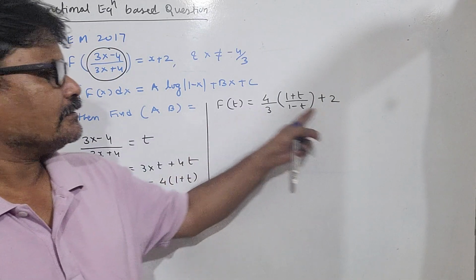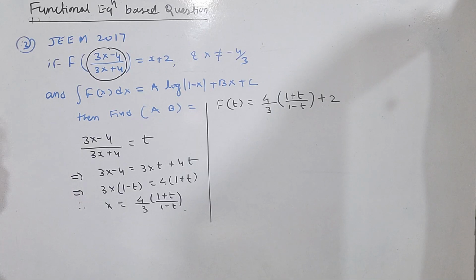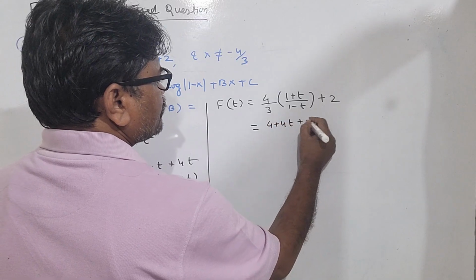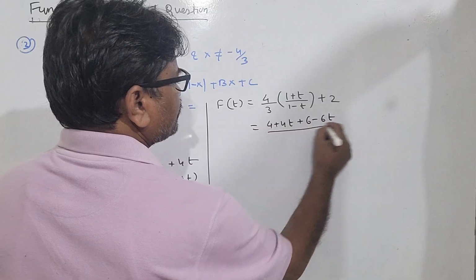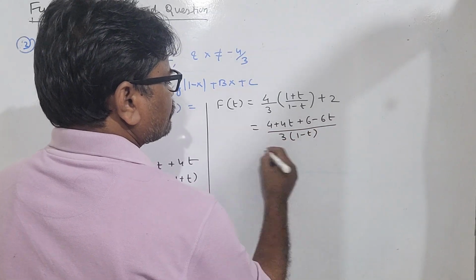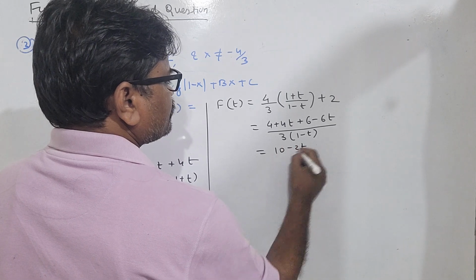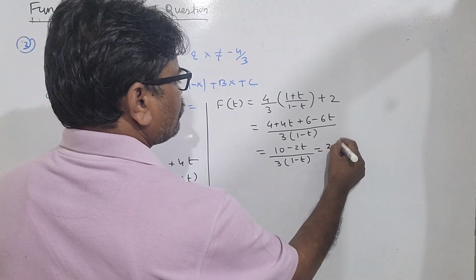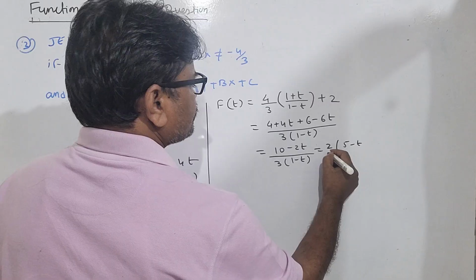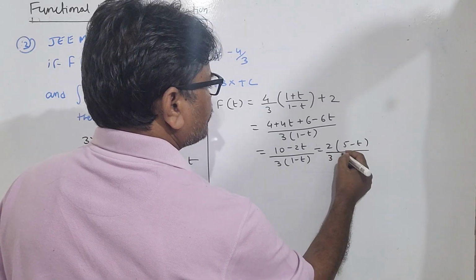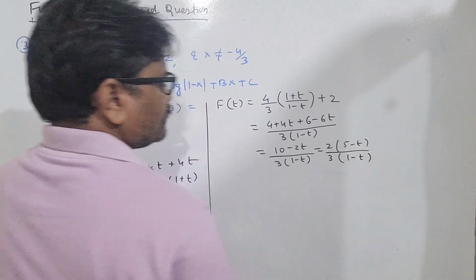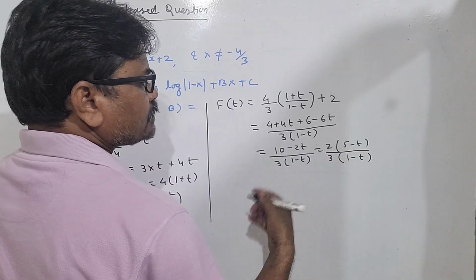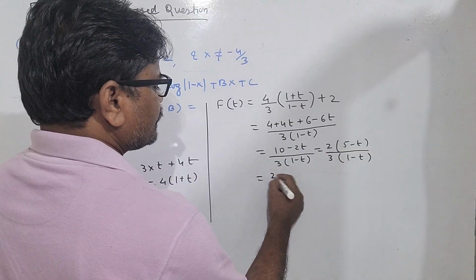Now I cannot integrate here also. Okay, so therefore first of all we will simplify. This is 4 plus 4t plus 6 minus 6t divided by 3 into (1 minus t). So this is 10 minus 2t divided by 3 into (1 minus t). I can take 2 common, 5 minus t divided by 3 into (1 minus t). Now see, here also 5 minus t and 1 minus t, I can convert this 5 minus t in terms of 1 minus t. This is very simple, so that I can integrate.